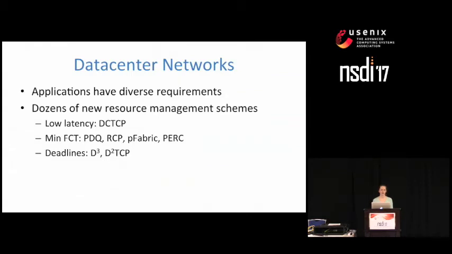These schemes operate in routers in the network and control which packets are sent or dropped, and the order in which packets are transmitted. For example, DCTCP provides low latency and high throughput. PDQ, RCP, pFabric, and PERC attempt to minimize flow completion times, and D3 and deadline-aware data center TCP attempt to meet deadlines. All of these schemes promise significant benefits for data center applications.